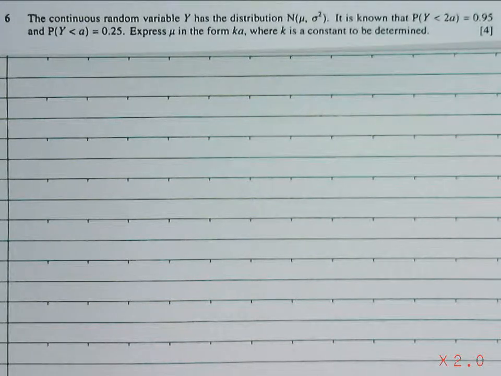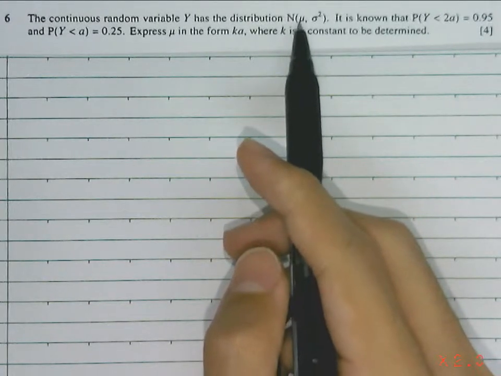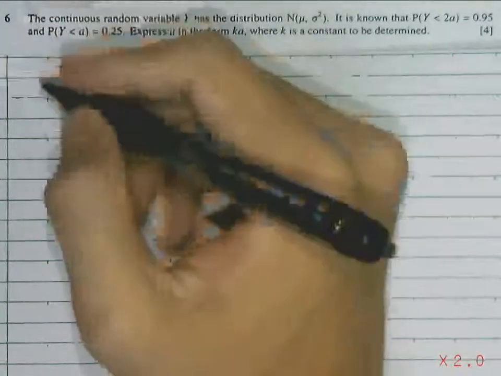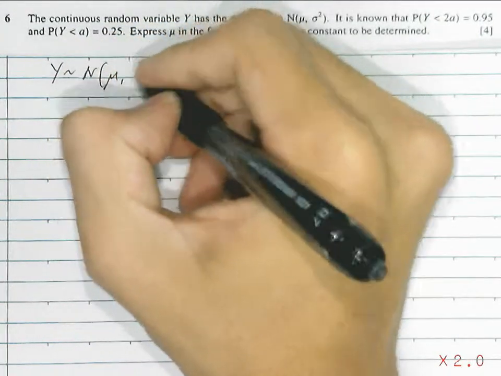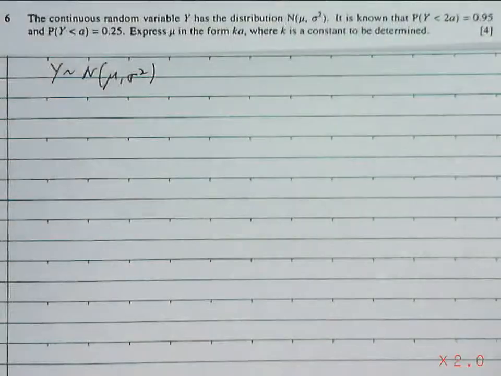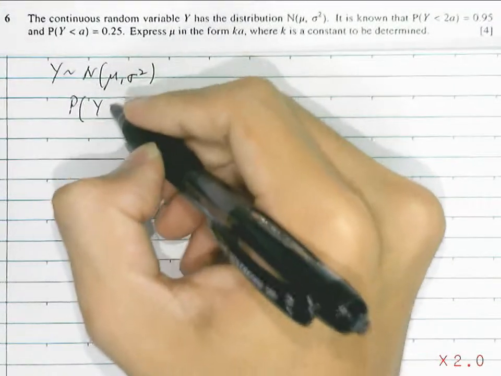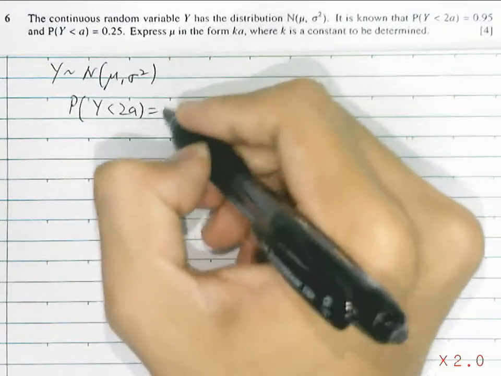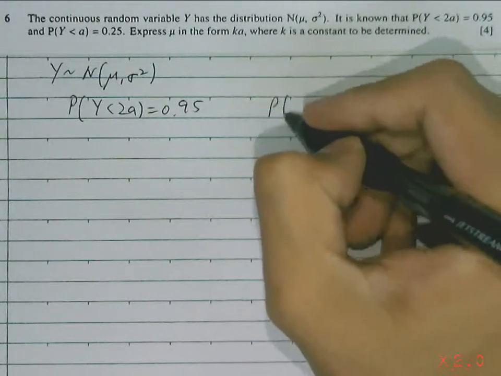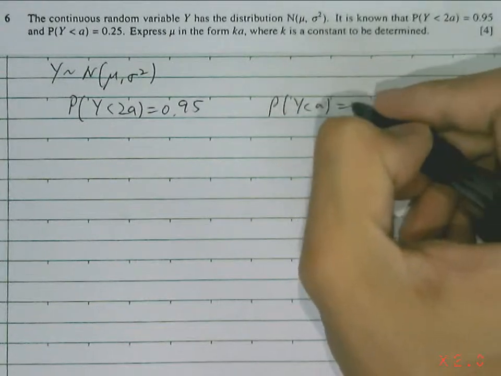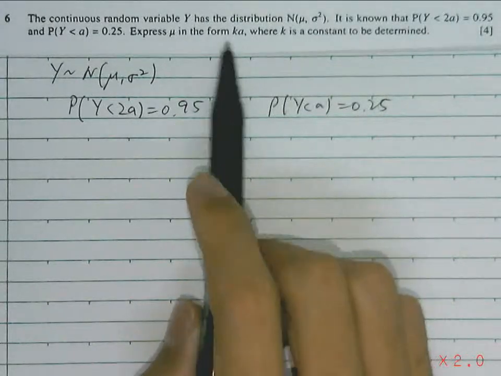So the question tells us that a continuous random variable y has a normal distribution with mean mu and variance sigma squared. So first we'll write that down, where y follows a normal distribution with mean mu and sigma squared as variance. It is known that the probability where y is less than 2a equals 0.95, and the probability where y is less than a equals 0.25. The question asks us to express mu in the form of Ka, where K is a constant to be determined.